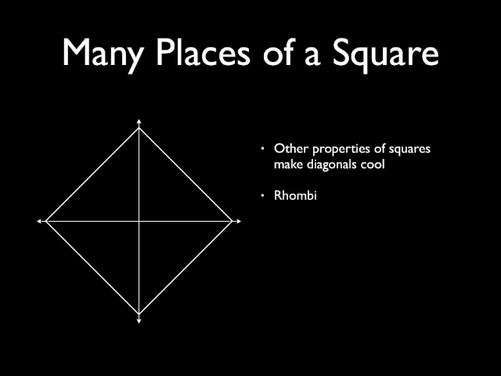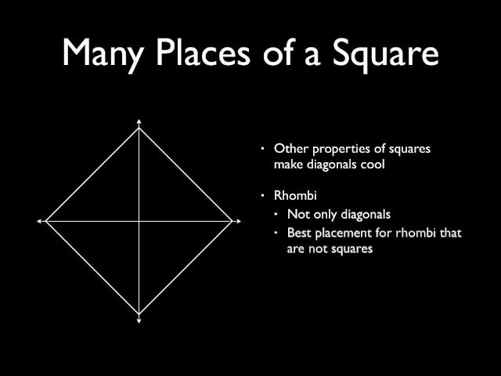Okay, this works with all rhombi, not just squares. When you're working with rhombi, it's not only when you want to work with diagonals. This is the best placement for rhombi that are not squares. It's so much easier to get the congruent sides in a rhombus if you rotate it so the diagonals are the axes. This also works with an isosceles triangle if you're talking about the altitude.